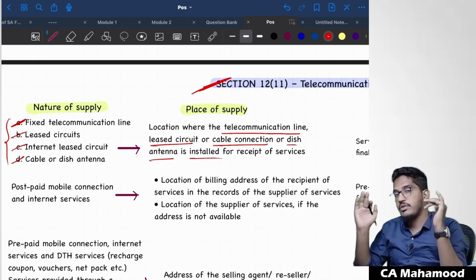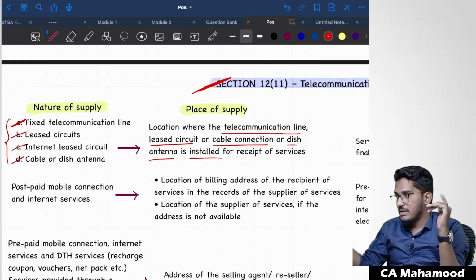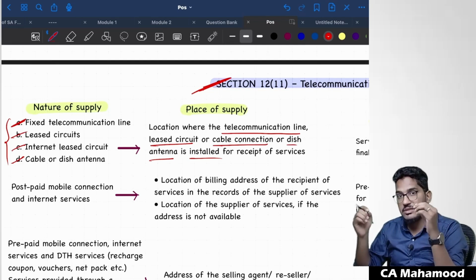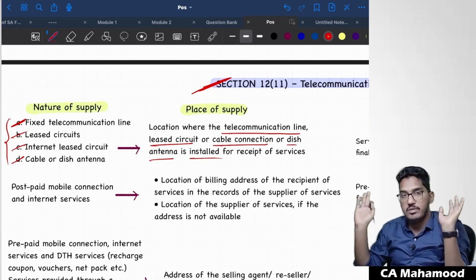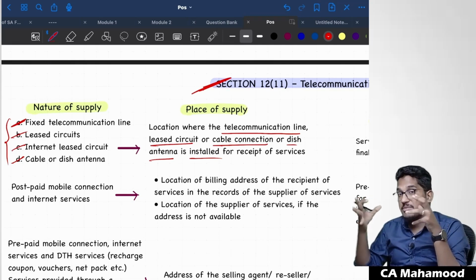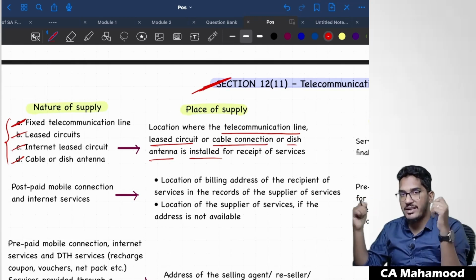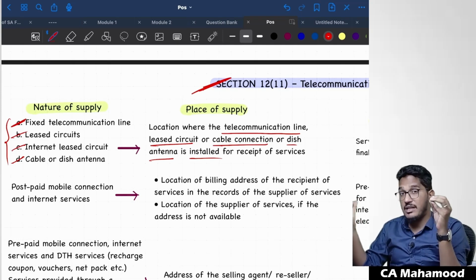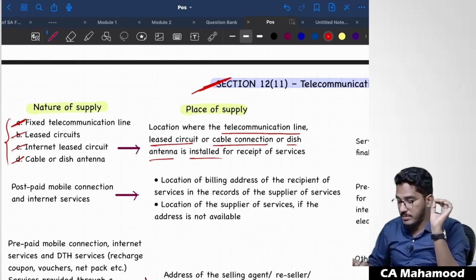For example, if you want a landline connection, and some telecommunication company gave you a landline connection, what will be the place of supply? Wherever that landline connection has been given, that will be the place of supply. You needed some leased circuit. Leased circuit means wired internet connection. So you have availed this leased circuit service from some telecommunication company. What will be the place of supply? The place where that leased circuit is installed for receipt, wherever that installation has happened.